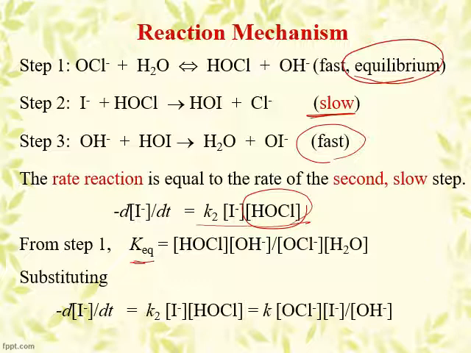So we substitute for HOCl. Let's say we keep the HOCl here. So we have K equilibrium multiplied with OCl minus and also H2O.